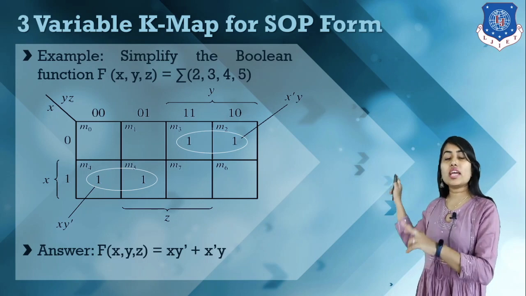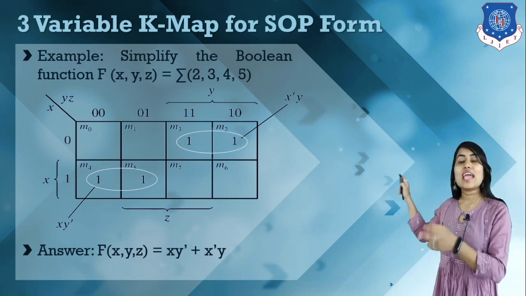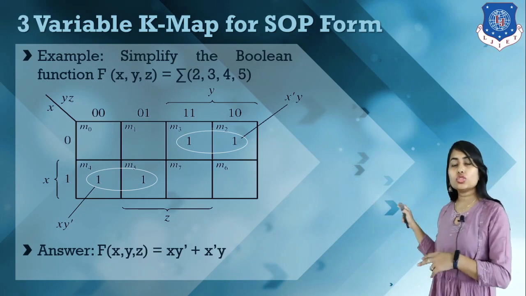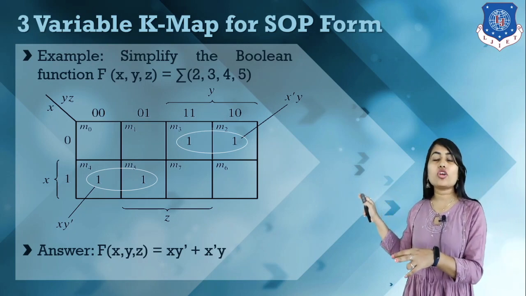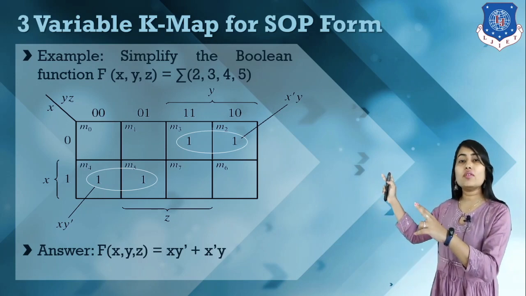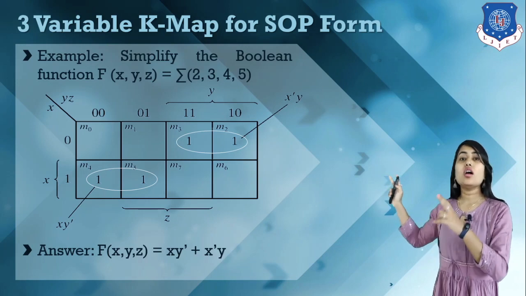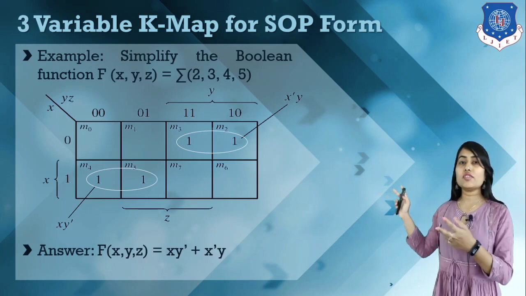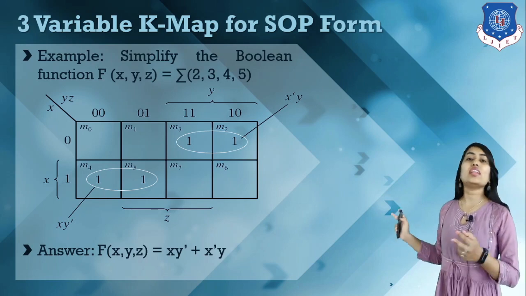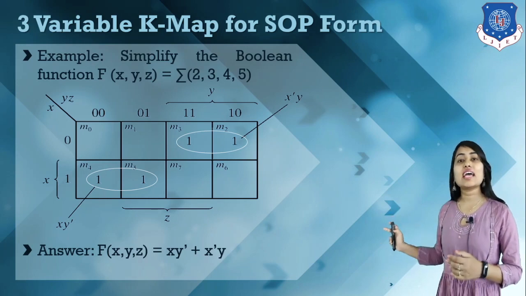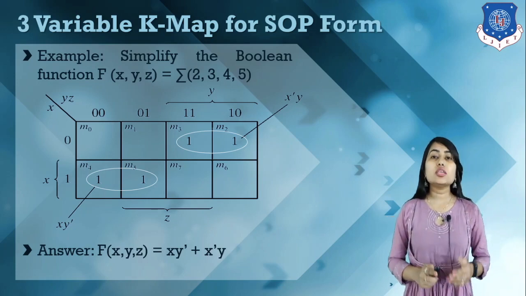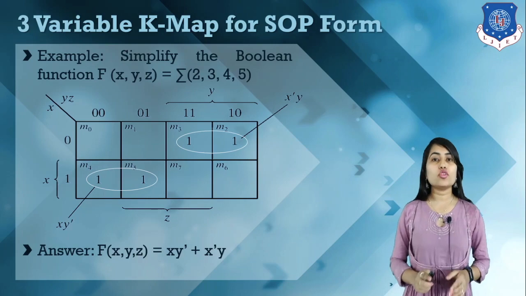So the group function for this is x dash y, and for this condition we make a group of 2 like this. In this direction we have a common value, that is x, and in the vertical direction we have a common value, that is y dash. Here we have 2 groups, so we have to take the sum. So we write the logical function like this, that is x y dash plus x dash y. This is how we can simplify logical functions for 3 variables.